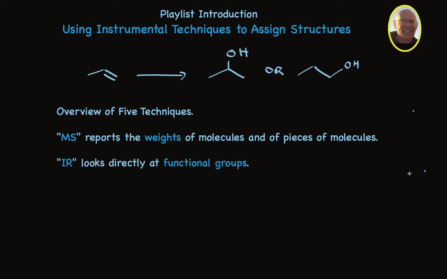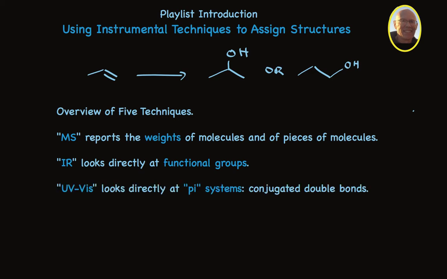In the next lecture, I'll talk about infrared spectroscopy, often called IR, which looks directly at functional groups and will tell you which functional groups are likely present or often absent from molecules. Very important. In the next lecture, we'll talk about a technique called UV-Vis, UV visible spectroscopy, which looks directly at double bonds, pi systems, often conjugated pi systems, and that can be very powerful information, but is more limited in scope.